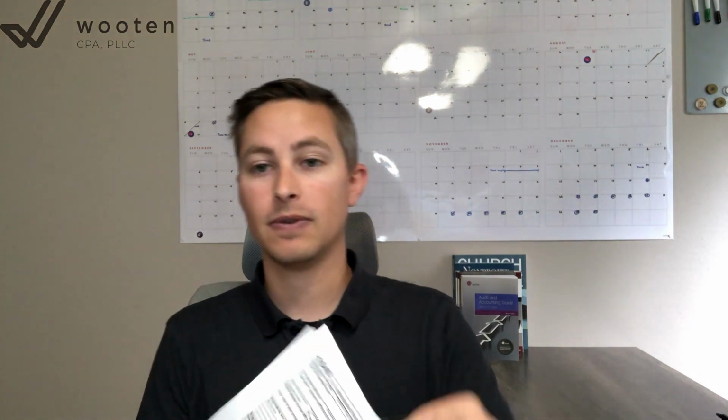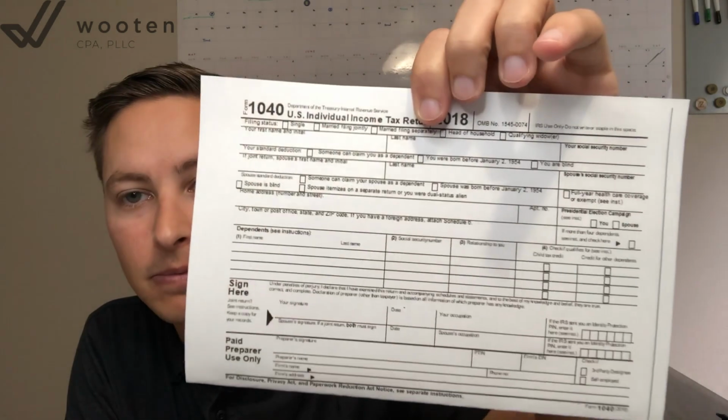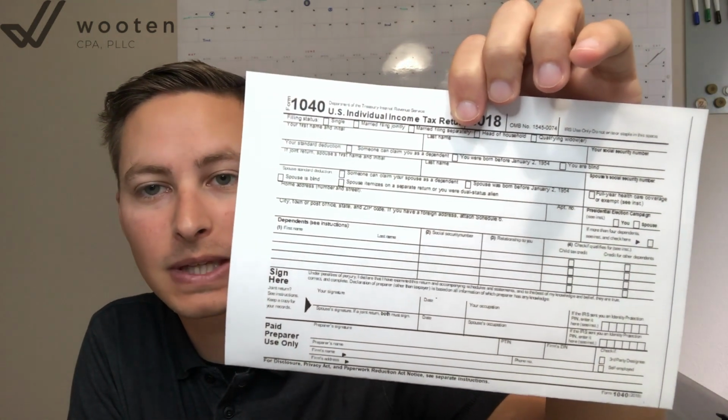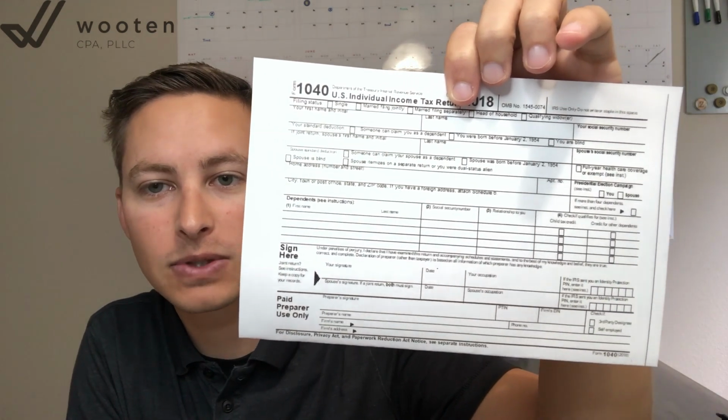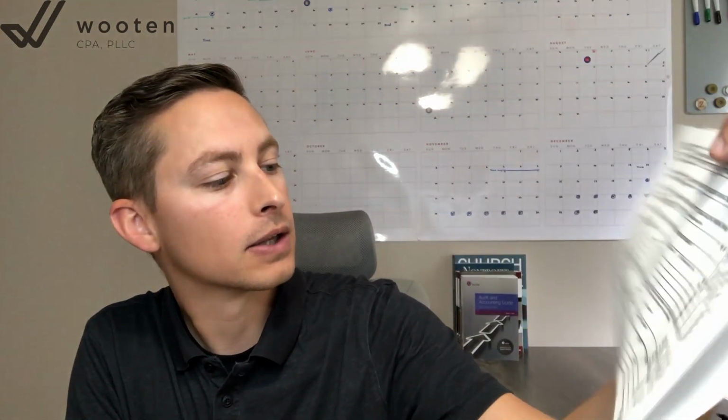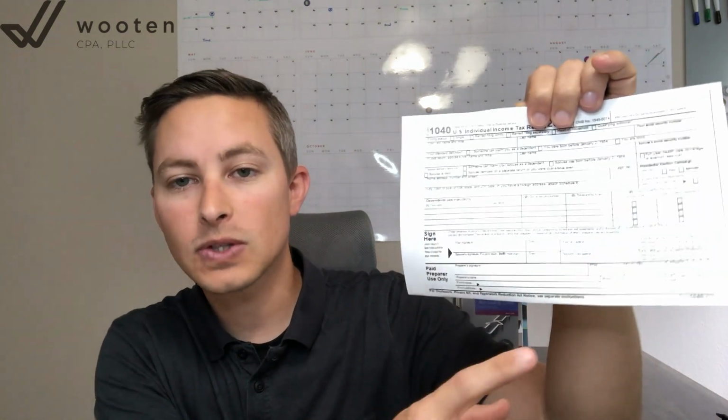So look at this. The first half of this page is just information, and it's a piece of cake. It's your name, social security number, address, kids' names, social security numbers, and then the spot for you to sign it, as well as a paid preparer if you pay someone else to prepare your tax return for you. That's the first half of this page.